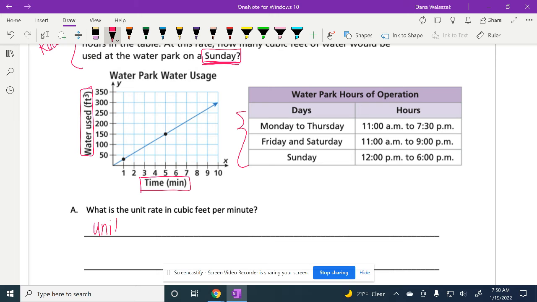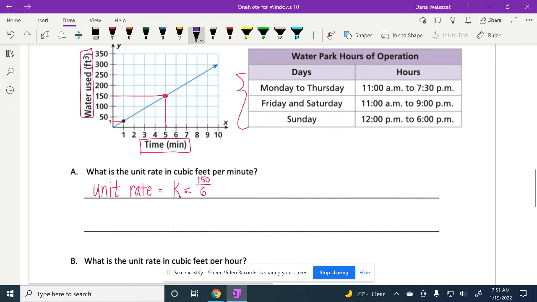So a unit rate is the same thing as our constant of variation. Those are two different ways of saying the same thing. So we do it just like we did our graphs above. I'm going to choose this point because this one, I think it might be 25, but I'm not 100% sure. So I'm going to do 150 divided by 6 and reduce it.